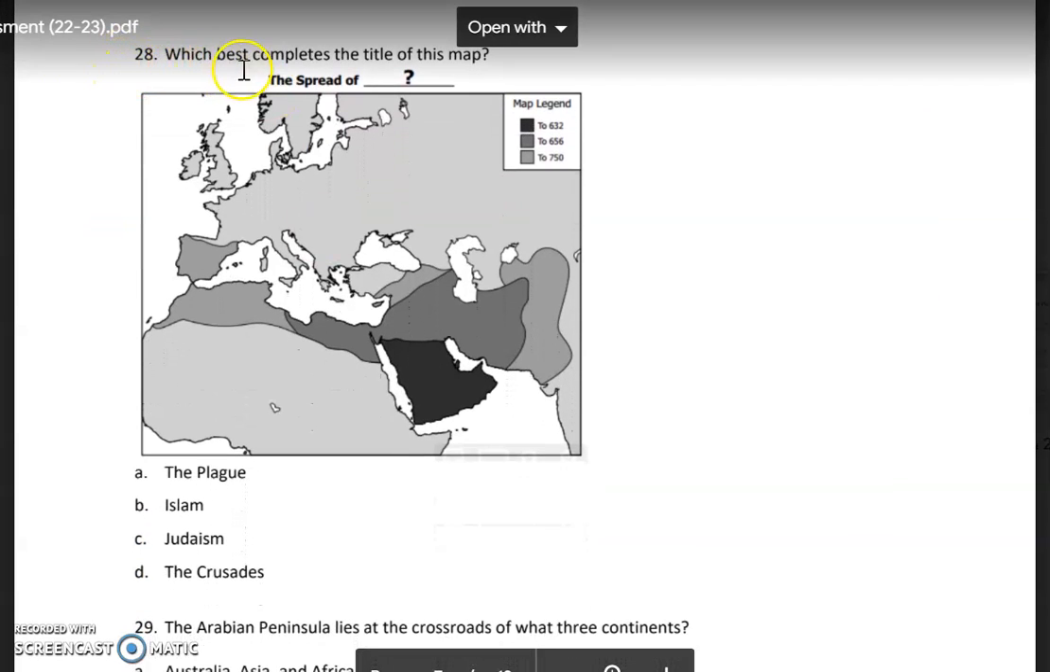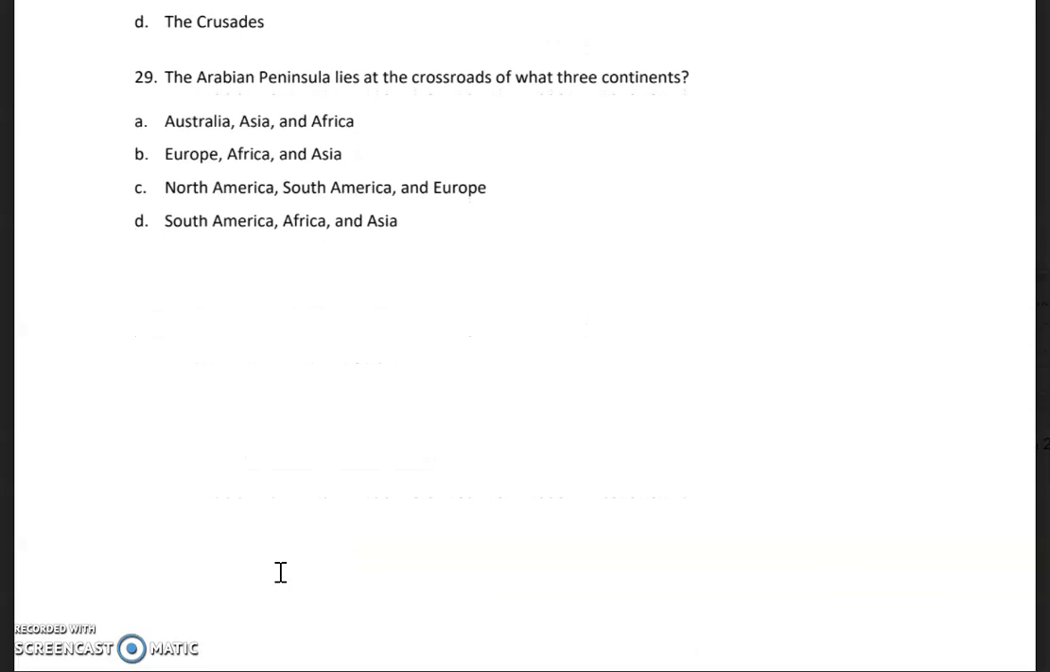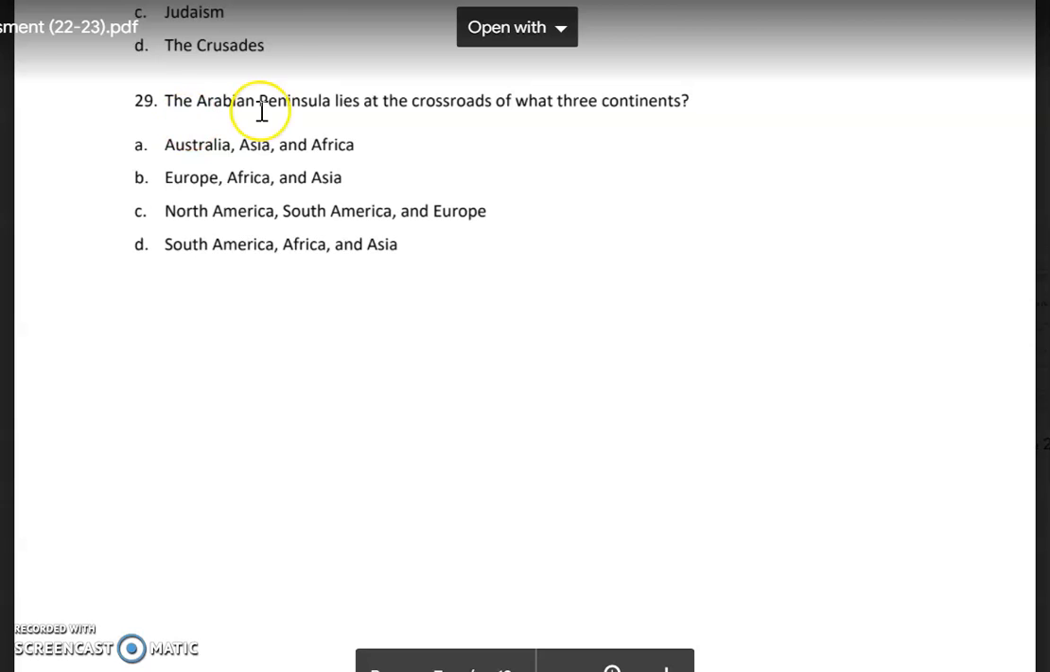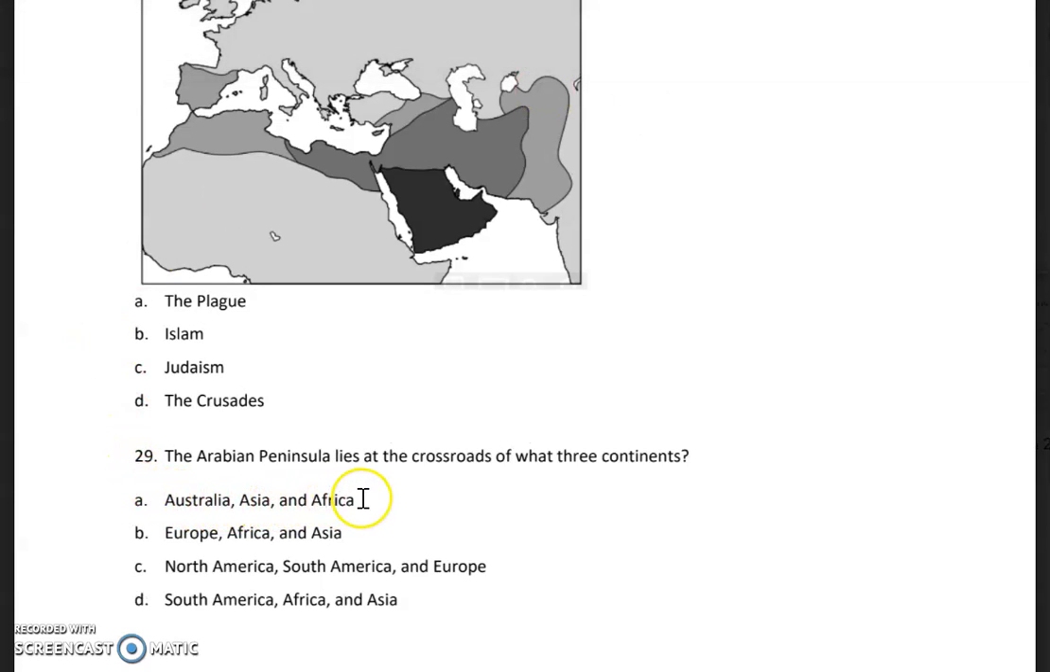28. Which best completes the title of this map? The spread of blank. A. The plague, B. Islam, C. Judaism, D. The Crusades. 29. The Arabian Peninsula lies at the crossroads of what three continents? A. Australia, Asia, and Africa, B. Europe, Africa, and Asia, C. North America, South America, and Europe, D. South America, Africa, and Asia.